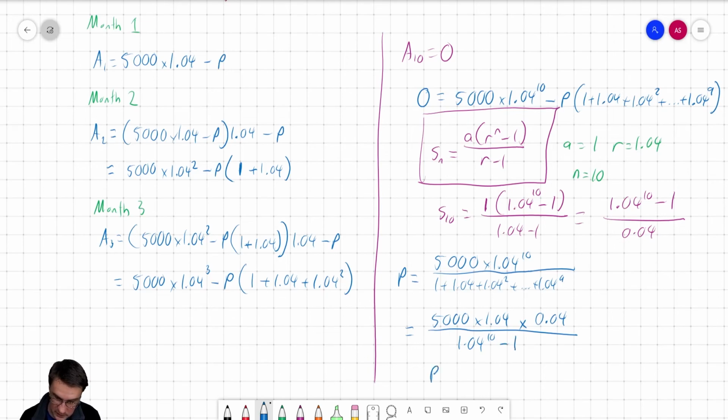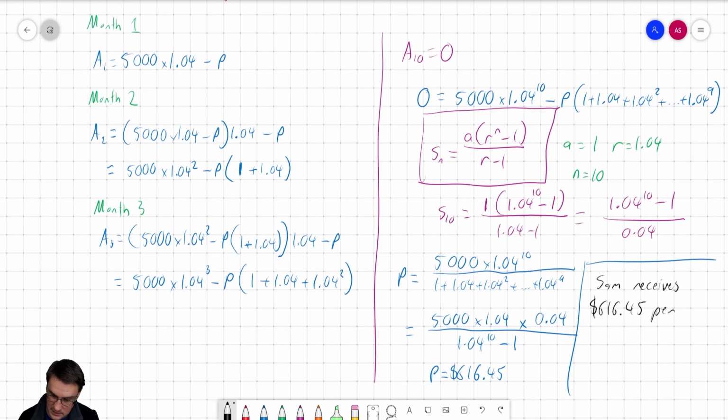So from this, we can work out our value of P, and that's going to be $616.45. So what we can say here, we can make a statement that Sam receives $616.45 per quarter. So that's going to be the size of each installment.